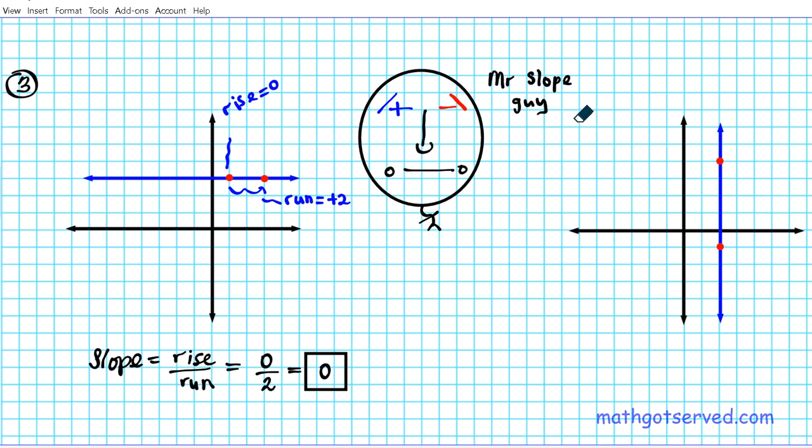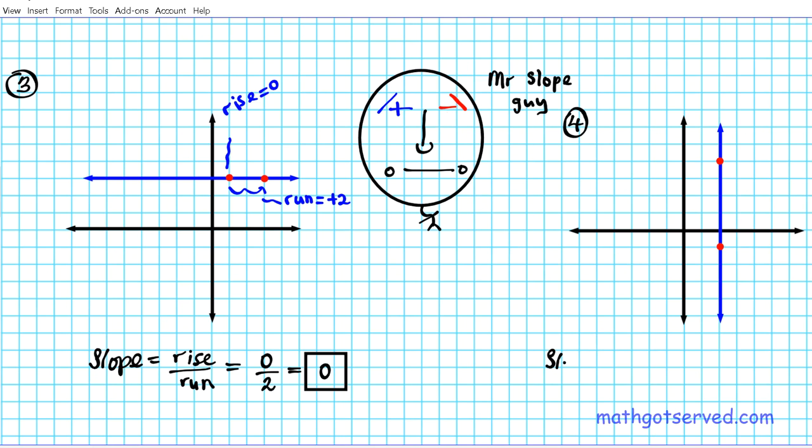Okay, let's take a look at number 4. Number 4, we're looking for the slope of a vertical line. If you take a look at Mr. Slope Guy, you automatically know what the answer is. It's the nose, right? So this letter right here represents u. The slope of a vertical line is always undefined.